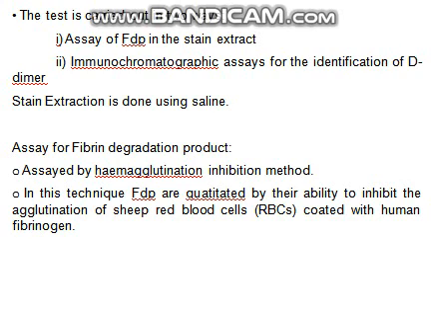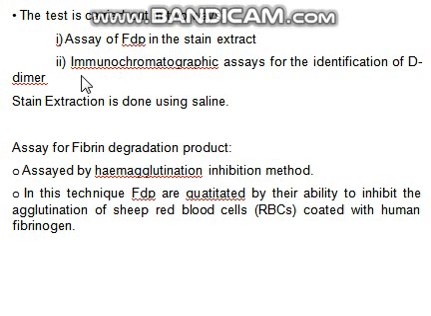In this video, you are going to study the identification of FDP. FDP means fibrin degradation product, which is formed in the case of menstrual blood only. So indirectly, you are going to detect the presence of menstrual blood by doing the analysis of these tests. The first test that you can go for is the assay of FDP in the stain extract.